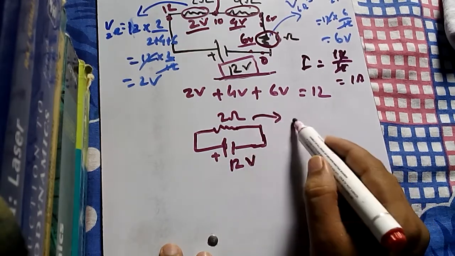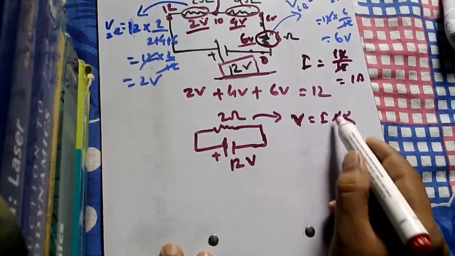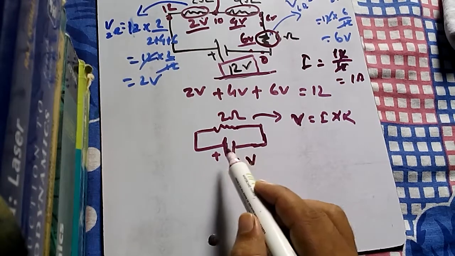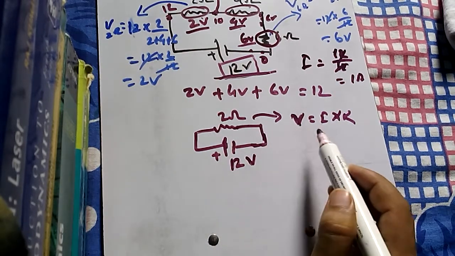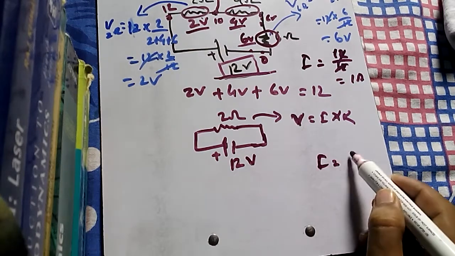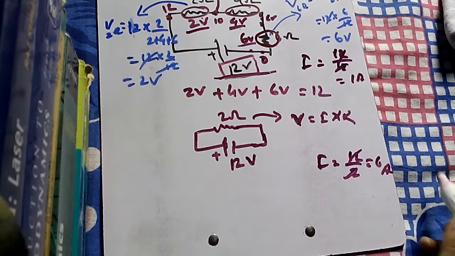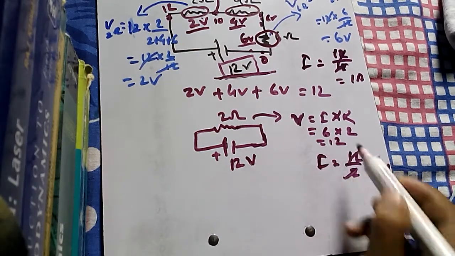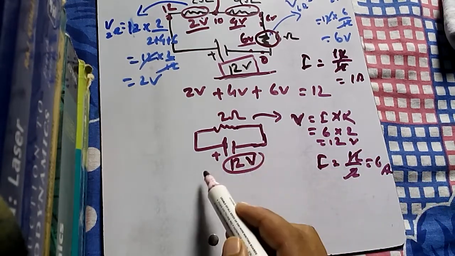Let me take Ohm's law as the voltage drop formula. That means voltage drop V is equal to I into R, and we have to find the current first, otherwise we are not able to use Ohm's law as the voltage drop formula. So current is equal to V by R, that means 12 by 2, 6 ampere. Current is 6 ampere, then what is the voltage drop? 6 into 2, 12.